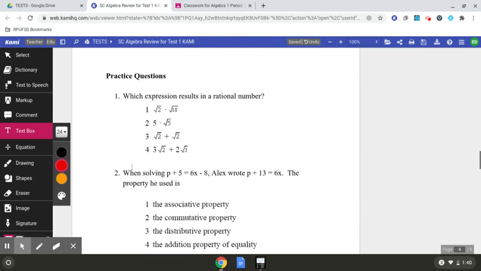Okay, so now we get into these practice questions, which some of these are basically identical to what you're going to see on your test.